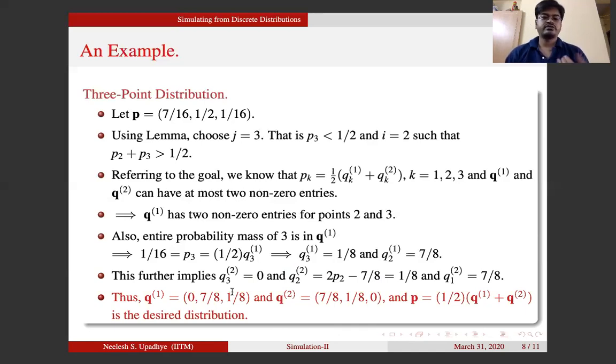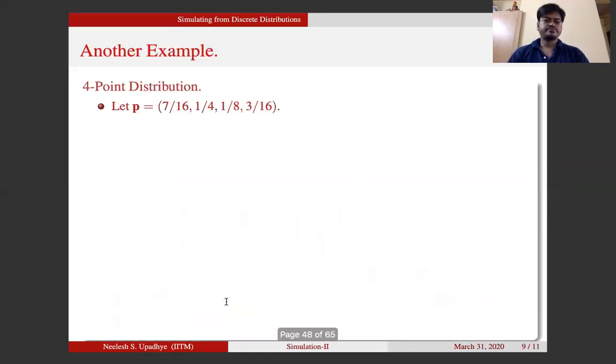Okay. So let us go further and try to analyze certain difficulties when we go to 4-point distribution. The method that we use for 3-point distribution will remain applicable to the next set as well. So remember this method, rewind if you want and see the method and then come to 4-point distribution. So let us try to see what is a 4-point distribution. A 4-point distribution is a distribution which has non-zero probabilities at 4 points. 1, 2, 3, 4 have probabilities 7 by 16, 1 by 4, 1 by 8, 3 by 16 respectively.